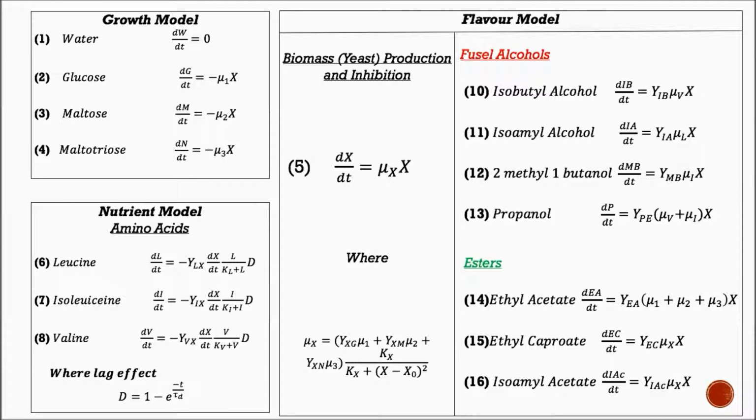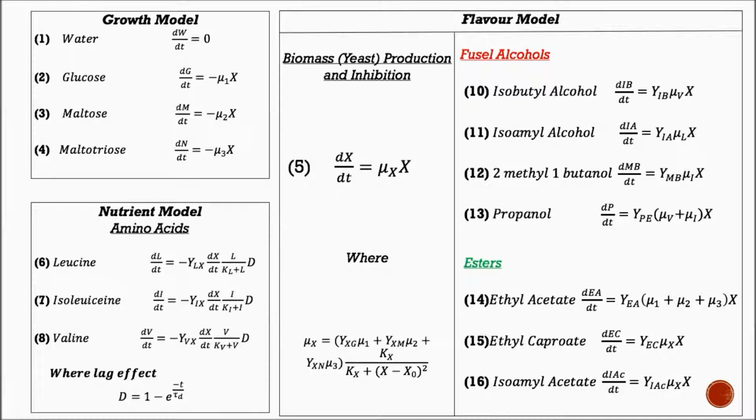Yeast growth is limited by the availability of unsaturated fatty acids, so its specific growth rate term, μx, contains an inhibition term. Amino acids in the wort in equations 6 to 8 are consumed to form flavour compounds in the beer. Also included is the lag phase term D, which describes the amino acids lag phase that happens at the beginning of fermentation.